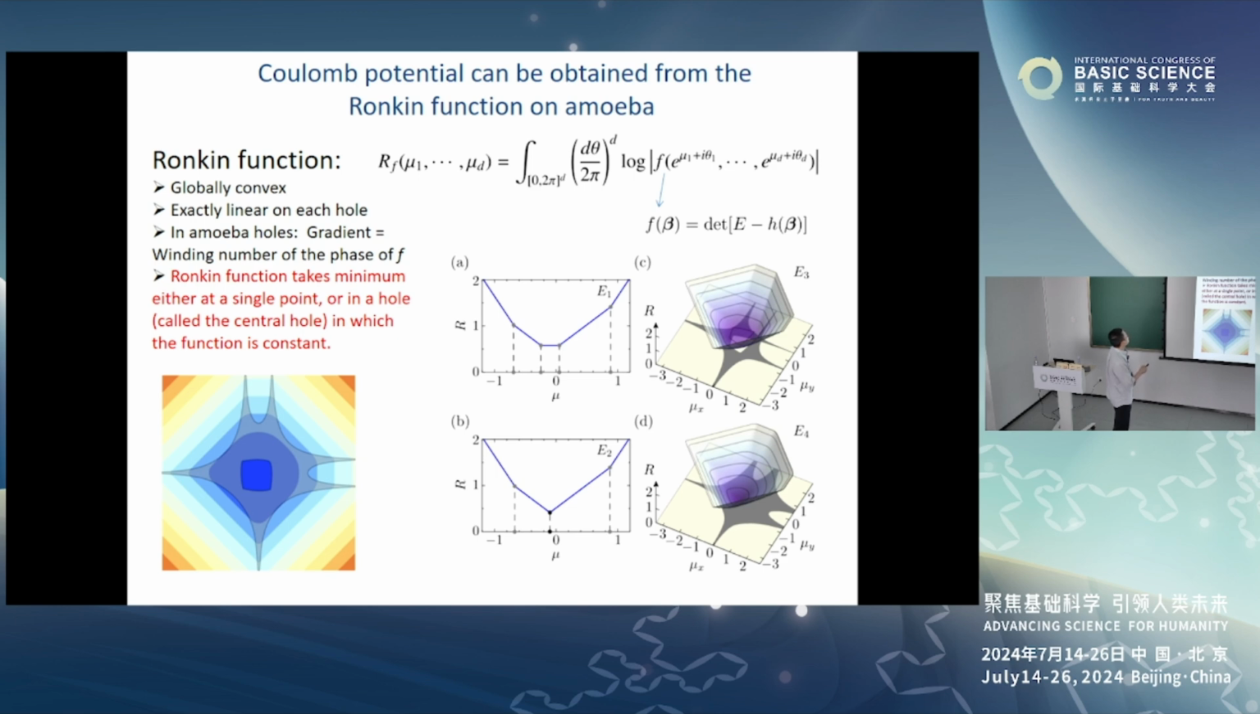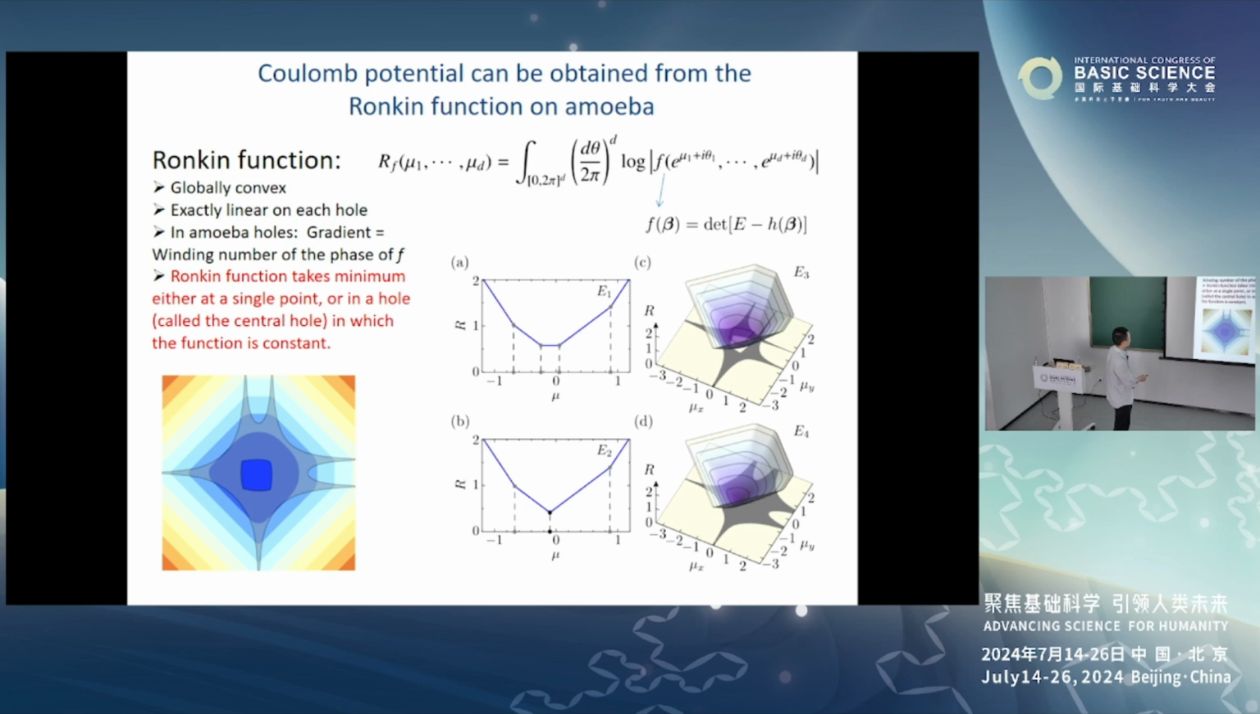Fortunately, we have a function called the Ronkin function, defined based on the amoeba. I think I won't explain the mathematical details of this function, just mention that this function takes the minimum either at a single point, or inside a hole. Here there is a hole, so the Ronkin function takes the minimum in the entire hole.